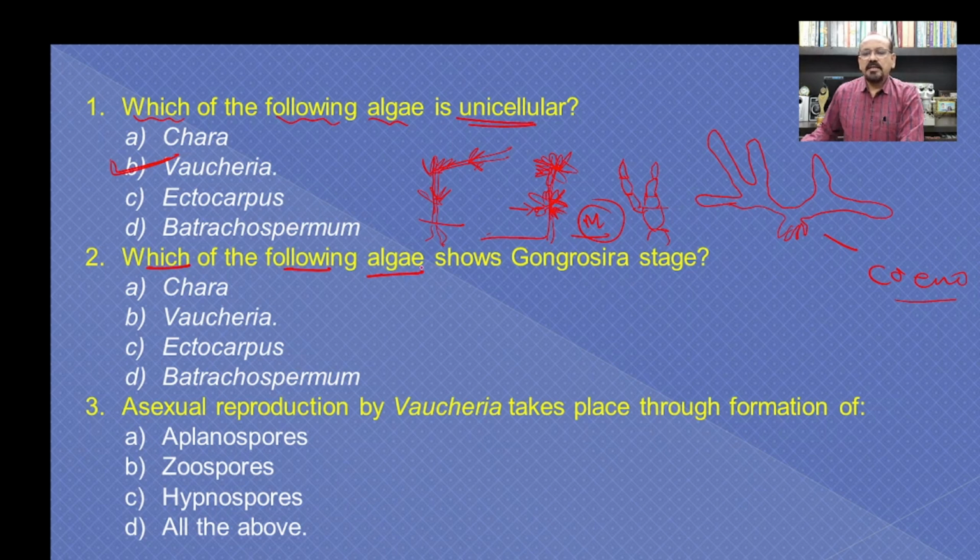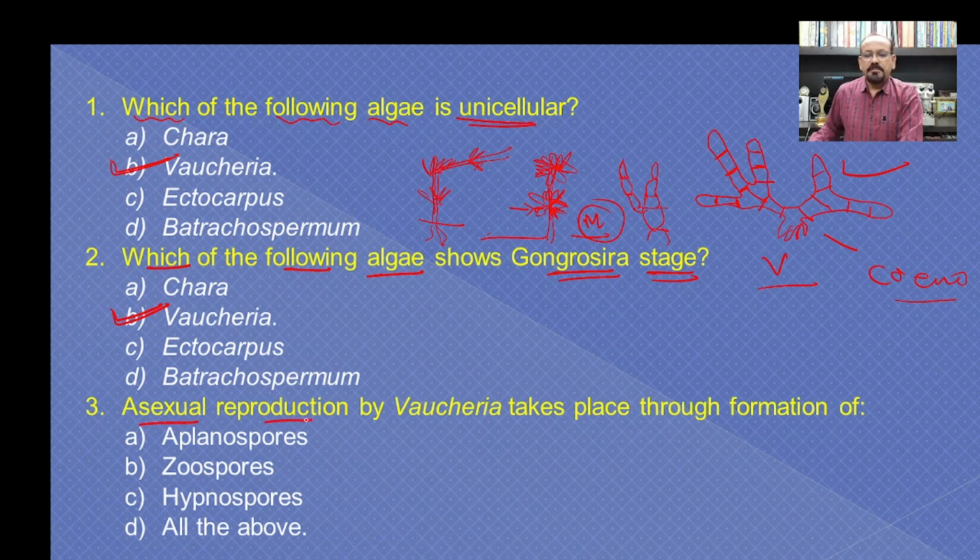Then, which of the following algae shows the Gongrosira stage? Now, this Vaucheria, in adverse conditions, forms aplanospores, and after the septum formation, or the septate condition of the thallus, it looks like Gongrosira. Earlier it was considered a different alga, but later on it was established that Gongrosira is not a different alga, but actually a stage of Vaucheria, and hence B will be the correct answer. Such a structure present in Vaucheria, which is multicellular after the formation of aplanospores, is known as the Gongrosira stage.